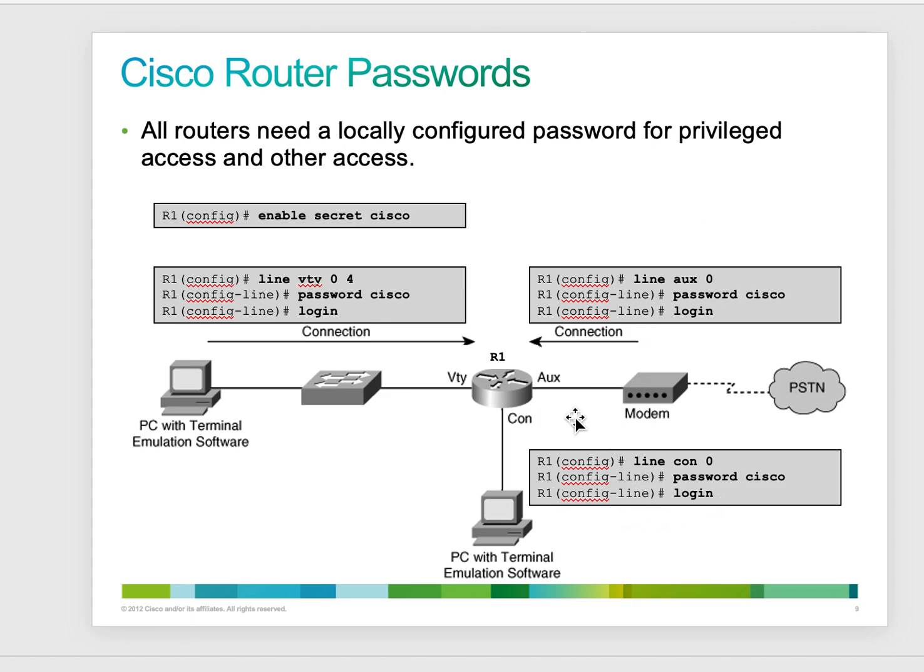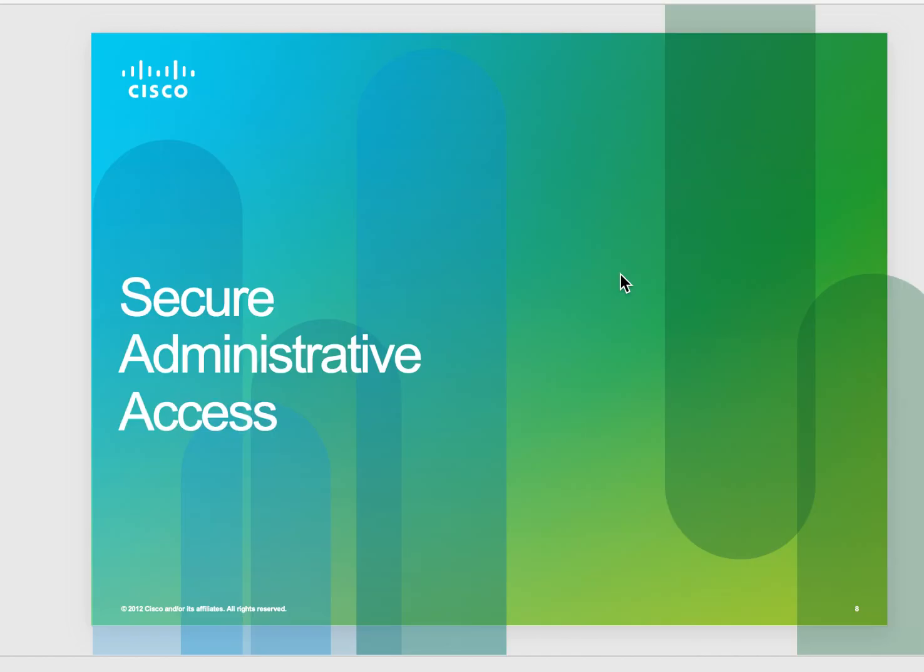So, you see, these are manual configuration of the password for all the interfaces. This interface is for the VTY, the virtual teleport. This interface is for the modem access to the router. This is for the console, to access the console port. So this is what we have to do in creating what we call secure administrative access.